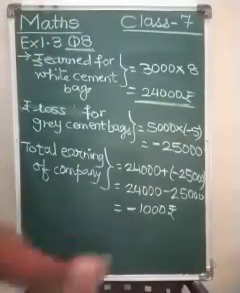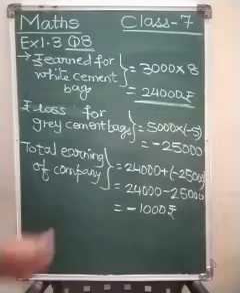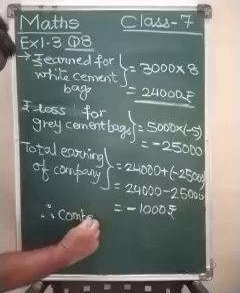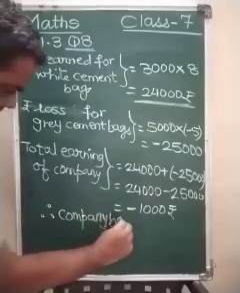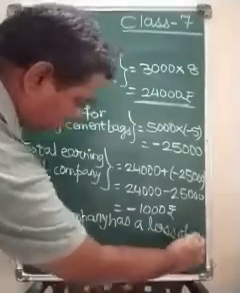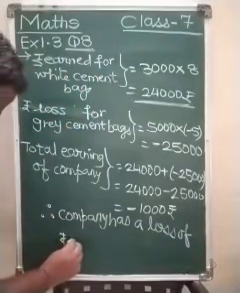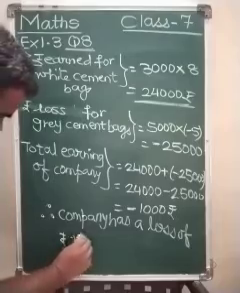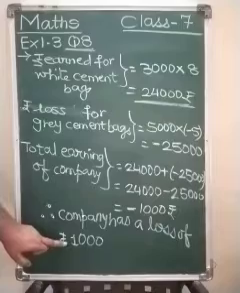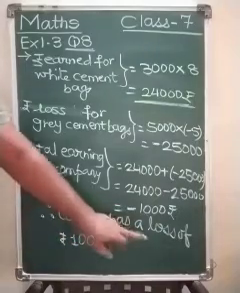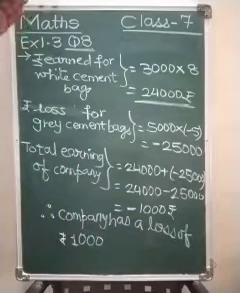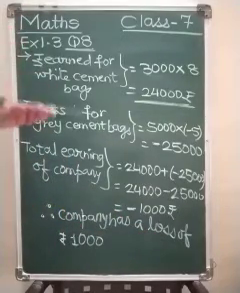Since it is a minus sign, it is a negative integer, so we write, therefore, the company has a loss of rupees 1000. Now when loss is written, no need to give a negative sign. If a negative sign is there, no need to write loss. So loss means negative integer. So this is question number 8, A part.